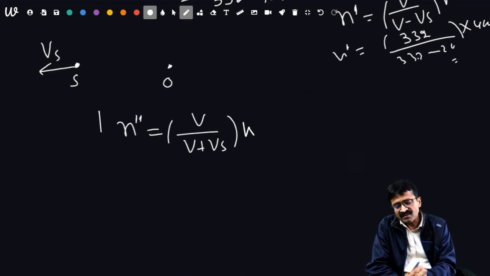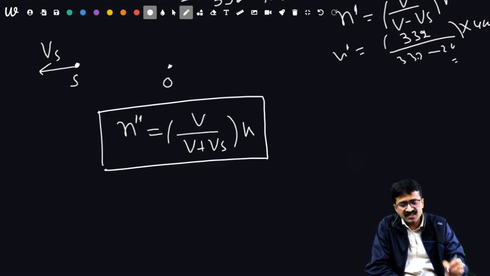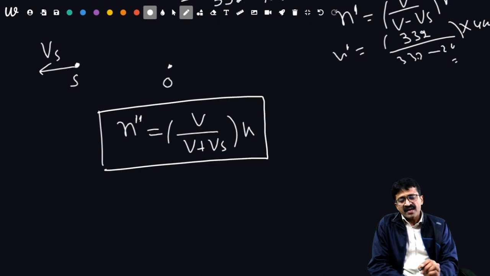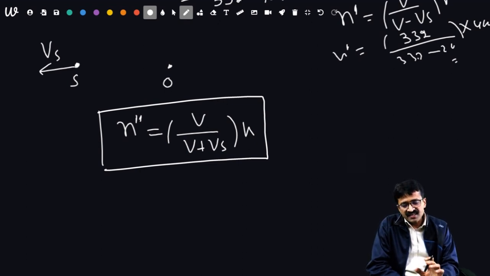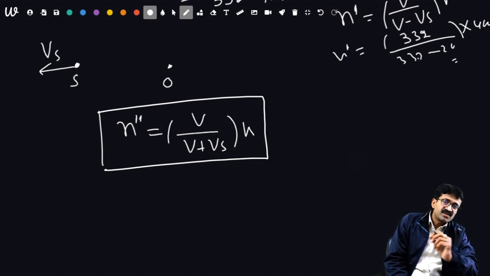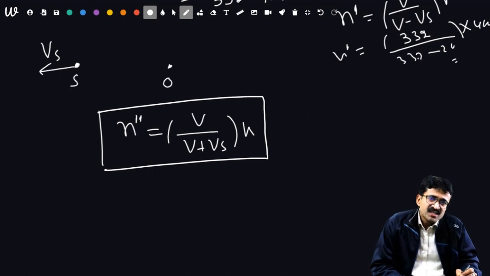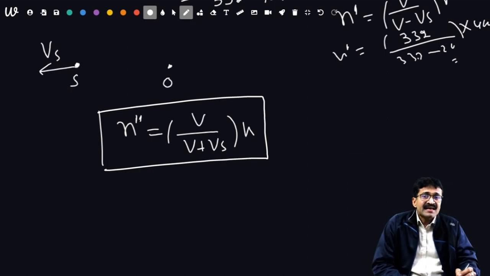We can solve numerical problems based on this by putting in the values of Vs, which is given according to the question. Speed of sound will be fixed, you can take it as 332. But if a medium is given, then you have to change the speed of sound. As you know, speed of sound is more in a denser medium and less in a rarer medium. Whenever sound travels in water or any solid, the speed of sound will be more.